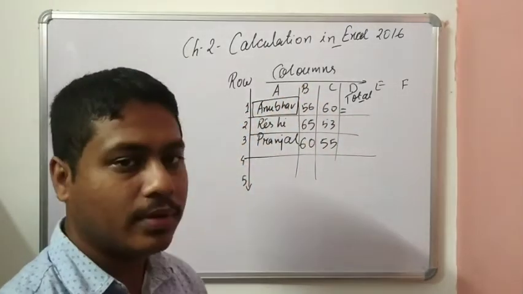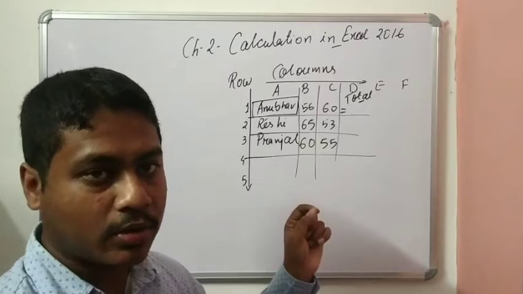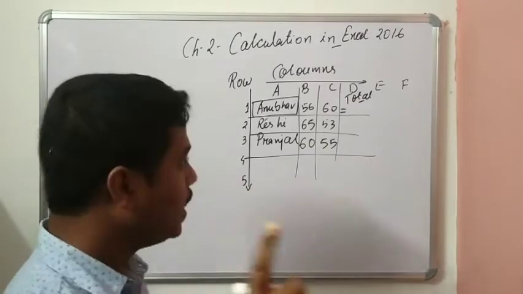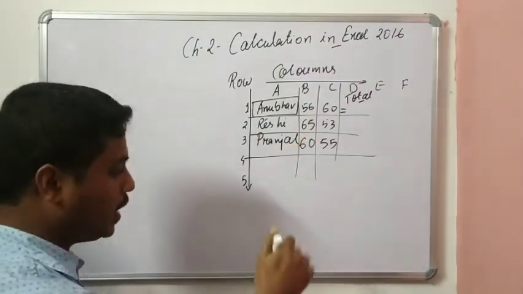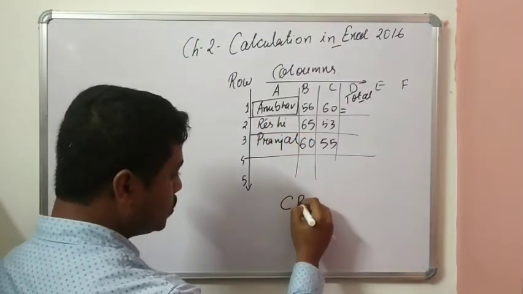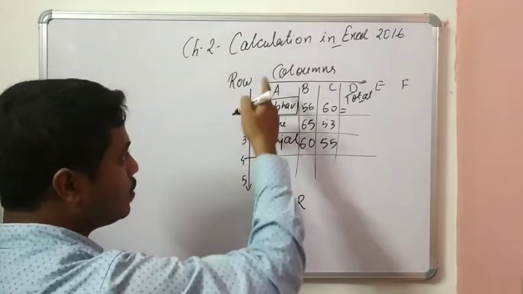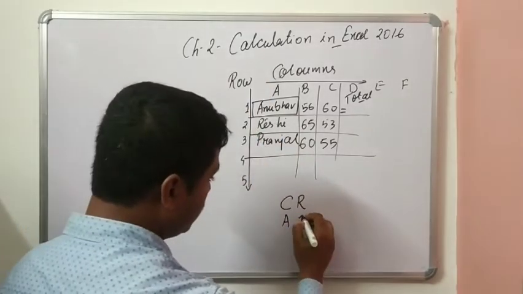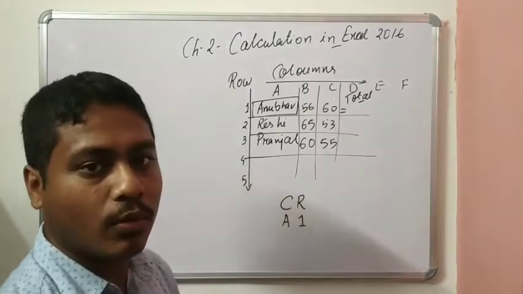Anubhav, for the cell address, what should I write? First you should write the column, then you should go to the row number. Okay, first it should be column, then row number. So the first column is A and the row number is 1. So the cell address will be A1.